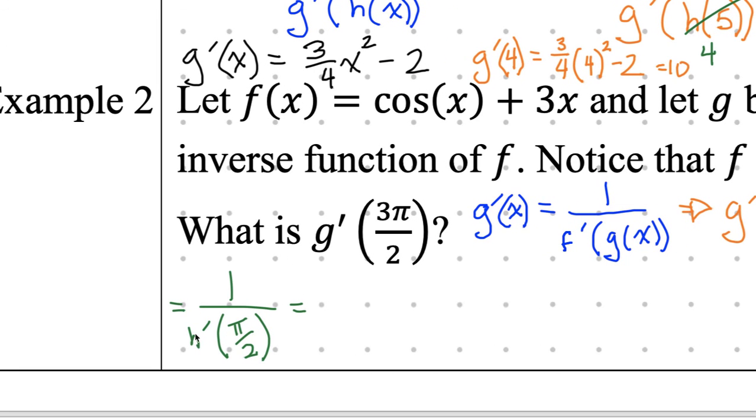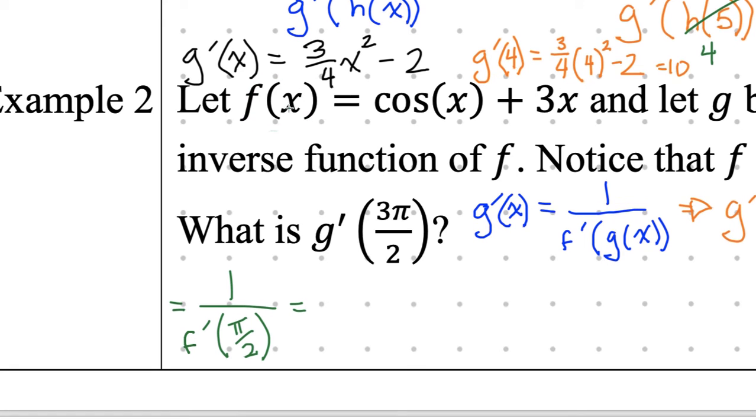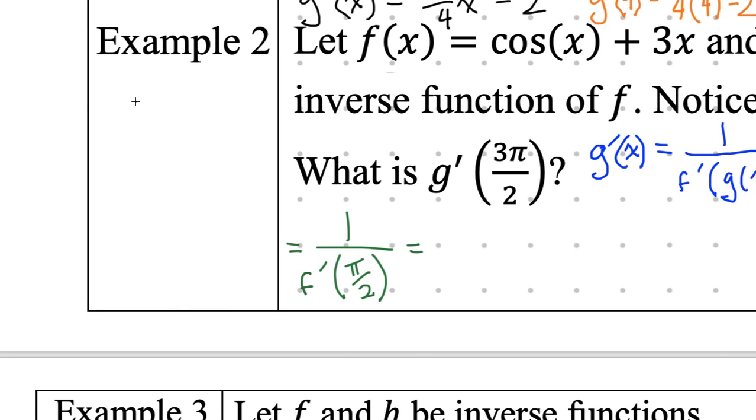What? I don't know why I used h. It's only f here. So f prime of pi over 2. In order to find f prime of pi over 2, I first need to find f prime. So to do that, I'm going to do it off to the side here, my scratch work.